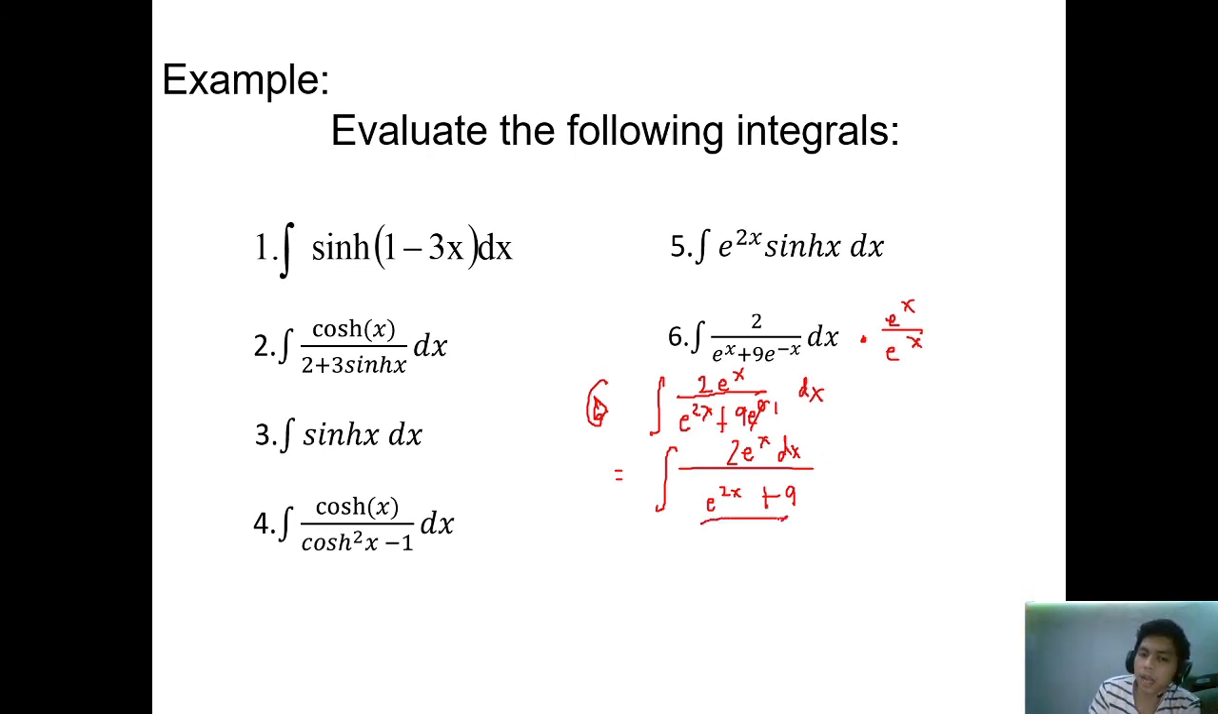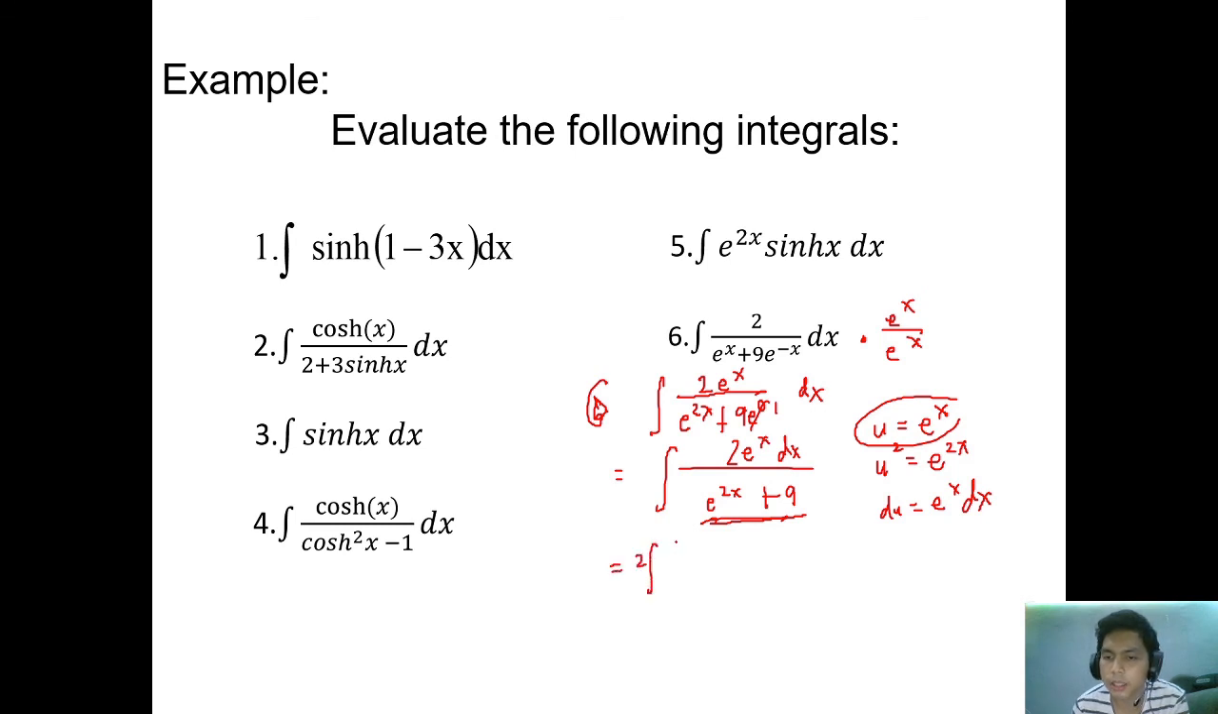There is, right? Actually, this is a mix of exponential and inverse trigonometric integrals. We see that this is like inverse tan. I will show you how. Let u equal e^x, so u squared is e^(2x). Therefore, our du is e^x dx. So if we rewrite that, that's 2 e^x dx is 2 du all over u squared plus 3 squared.